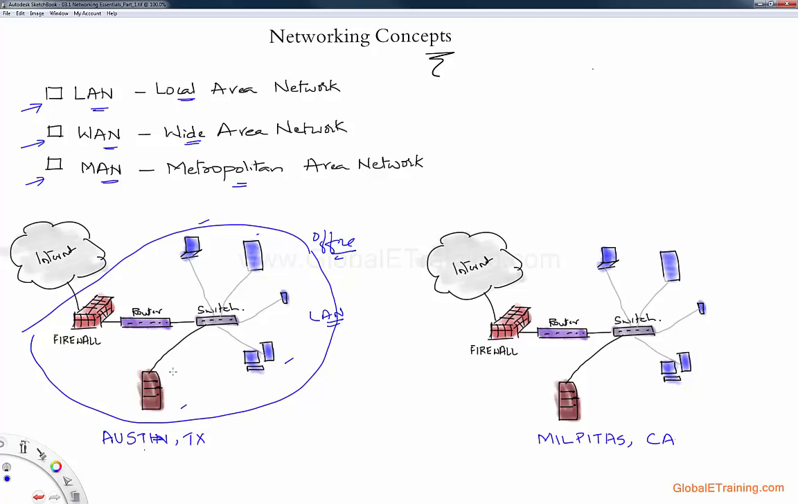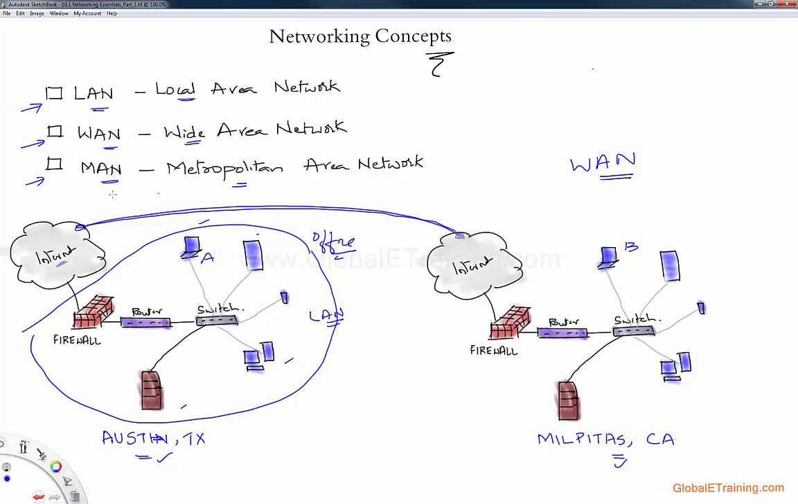So say, for example, in this case, the first location is Austin, Texas, another location is Milpitas, California, and these are somehow connected. We'll also talk about what the internet is later, but let's say these are connected through the internet. So a system here, let's say A, is now able to talk to a system here, B, through this connection, and one office is in Austin, Texas, another in Milpitas, California. Now this network is referred to as WAN, wide area network.